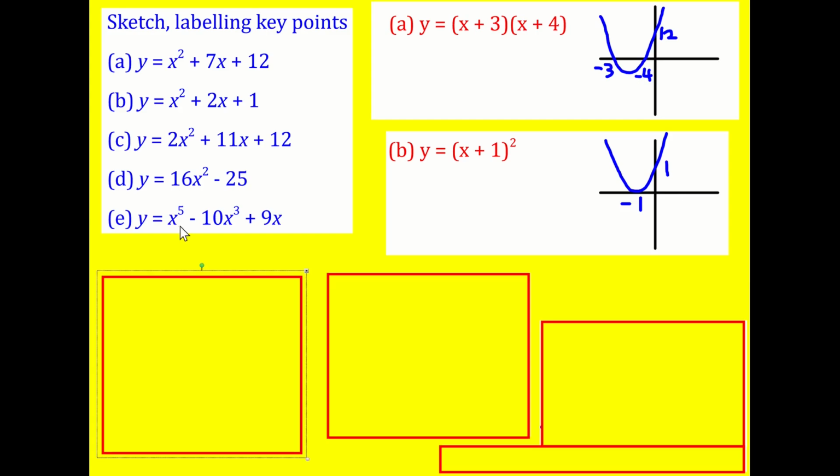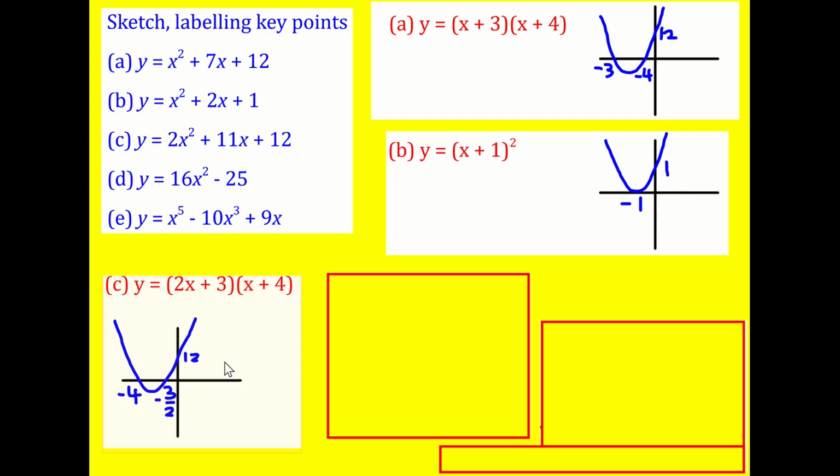C, another happy quadratic. This time, there's no common factor, so you have to factorize it, and you get 2x plus 3, x plus 4. You have to find a way of making that work. We get a happy quadratic. We get that it crosses the axis at 12, and then minus 3 over 2 and minus 4 are going to be our roots.